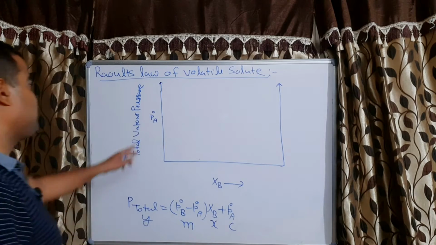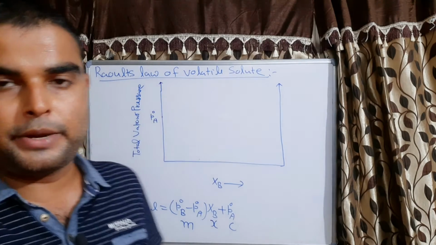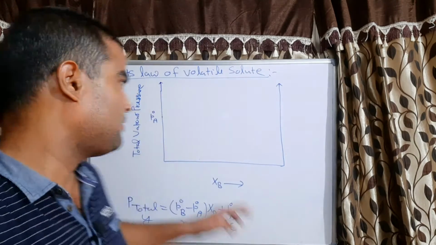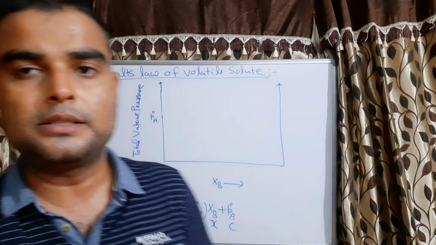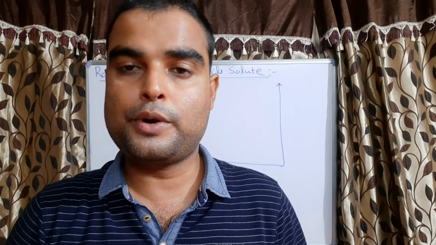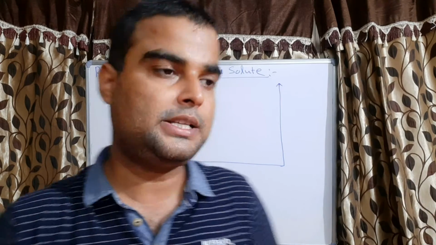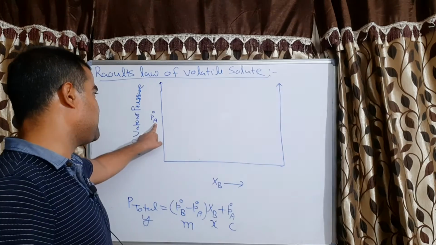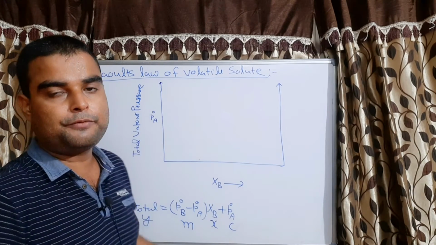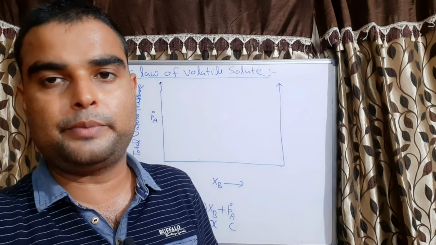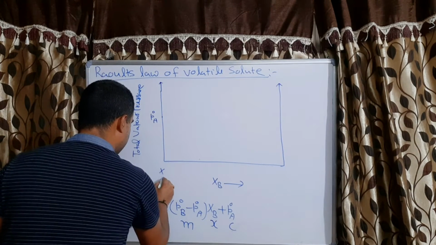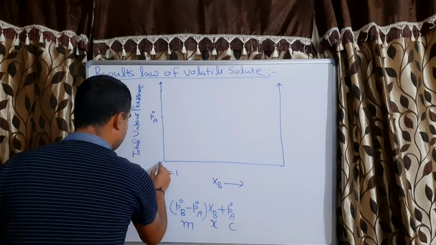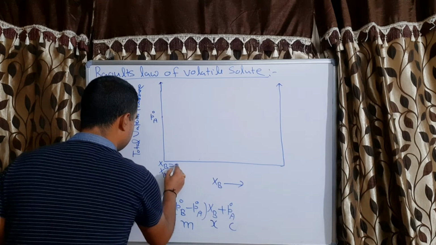P naught A. What is the meaning of P naught A? The meaning of P naught A is the vapor pressure of the component A in pure state. Pure state means the other component is not present there. When the other component is not present, it means the mole fraction of the component A will be 1 and the mole fraction of the component B will be 0. So XA will be 1 and XB equal to 0.